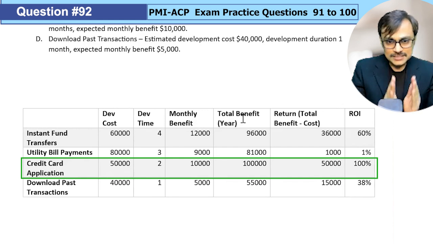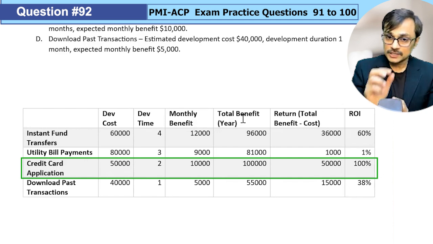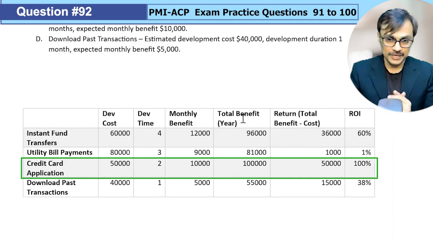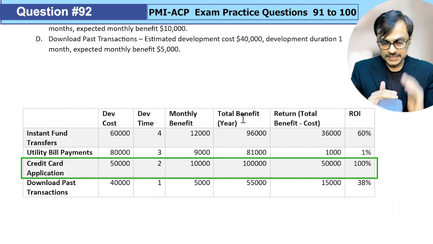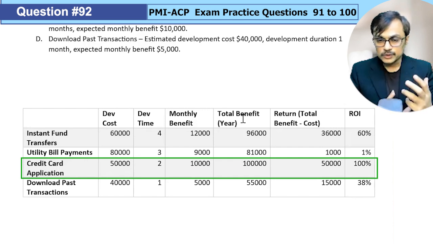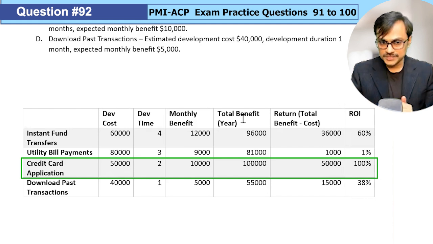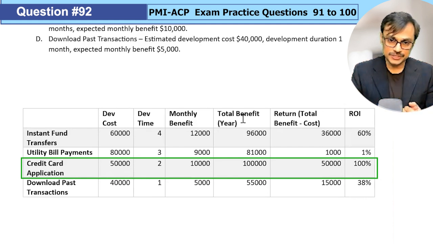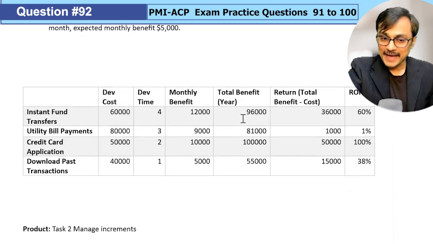So it is more or less an application of WSJF, which you have heard as a name in your PMI-ACP exam content, which you get from PMI. But here we are just focusing on what is the return, what is the time duration it takes to develop a value, and how do we calculate the ROI so that we can prioritize the feature. In this particular case, option C comes up with the right calculation. So that was your question number 92, and it is mapped to manage increments, task 2 of your product.